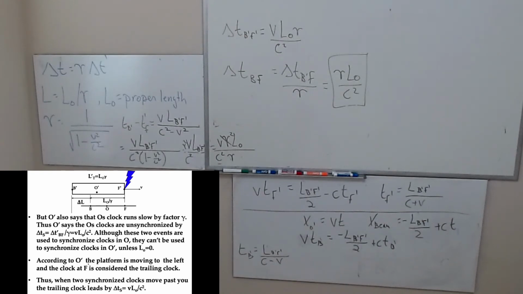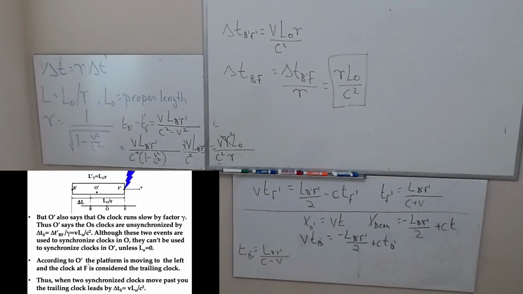Well, if you're the observer on the train, then the trailing clock is the one at location F. I mean, put yourself in the train. If you're moving to the right, B is in the front, F is in the back. F is the trailing one, if you're moving to the right. Okay, that always confuses people.